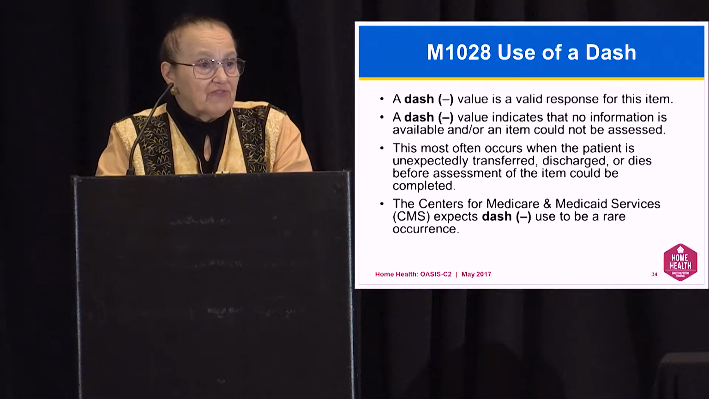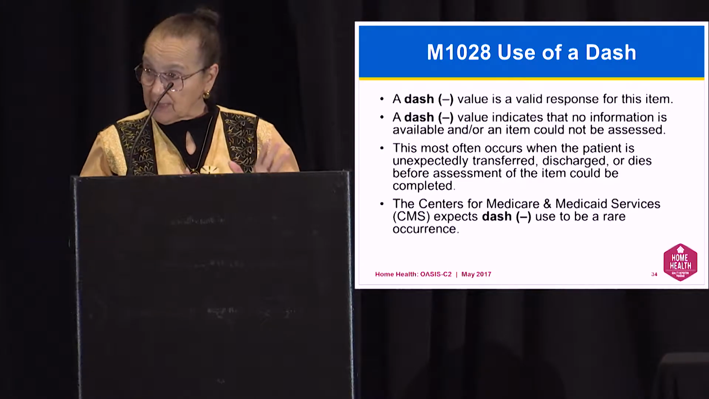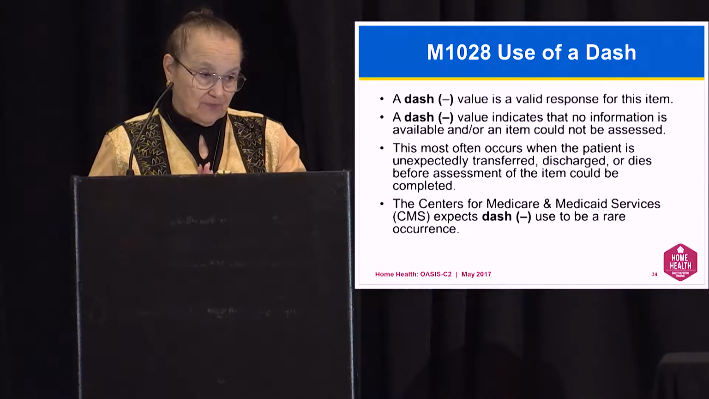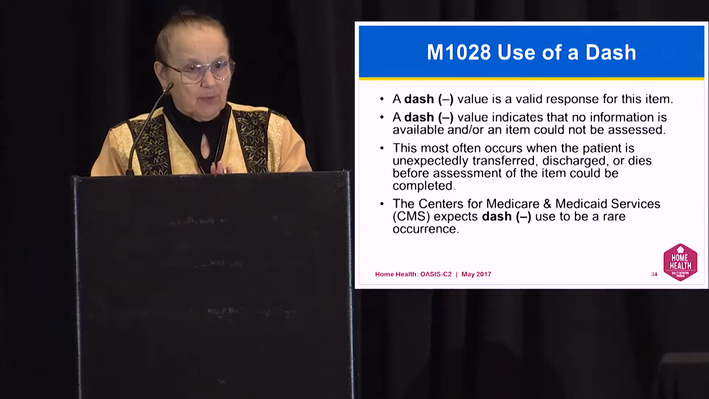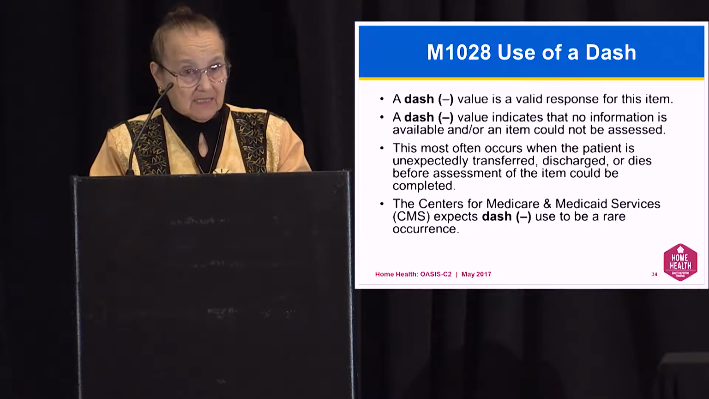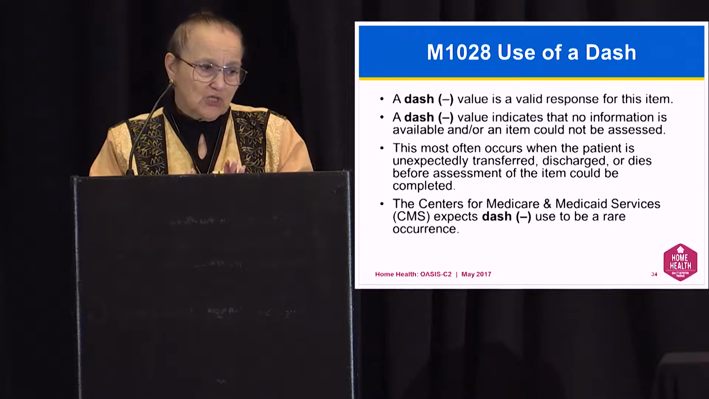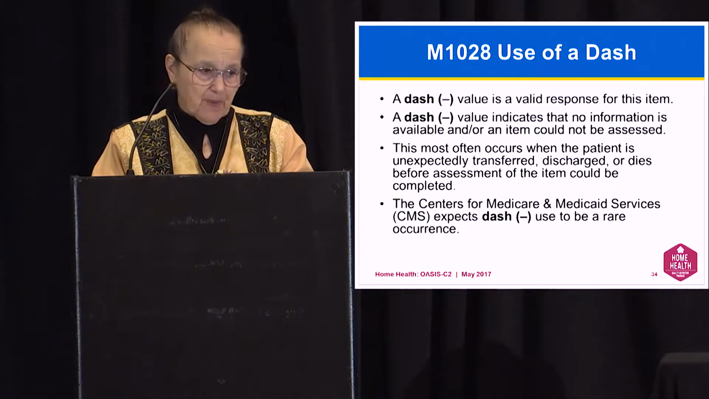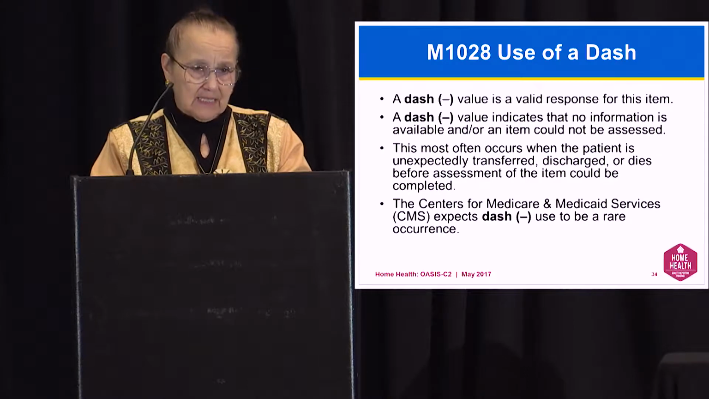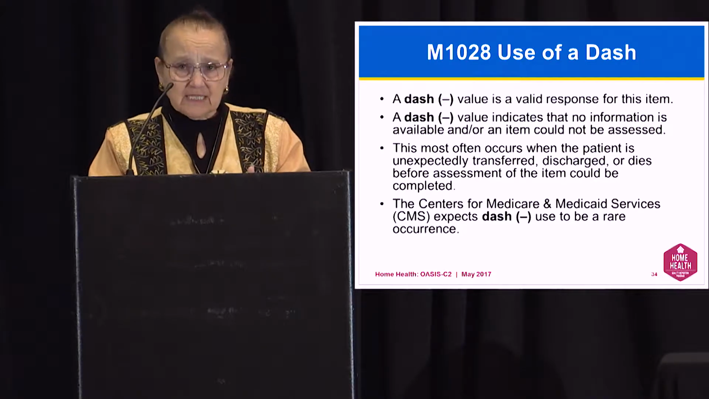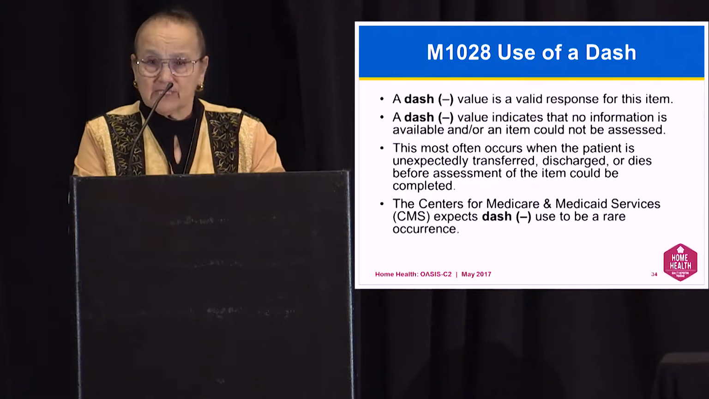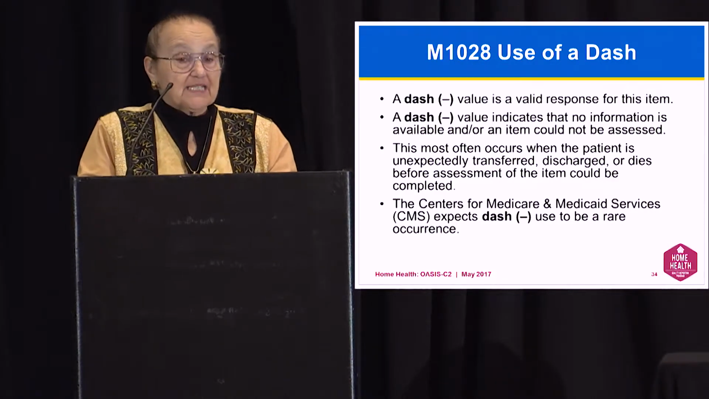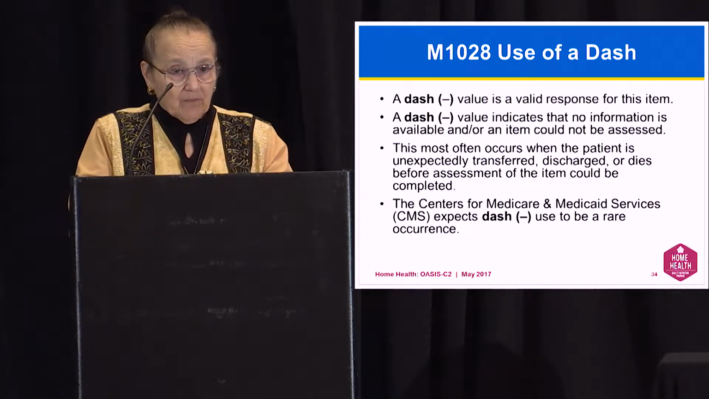I don't want you to be confused between leaving the boxes blank and using the dash. The dash value indicates that no information is available or it could not be assessed. You most often use this when the patient is unexpectedly transferred, discharged, or dies before the assessment of the item could be completed. Obviously, CMS expects this to be a rare occurrence. We have, for start of care, the 5-day window. For resumption, you have a shorter window.